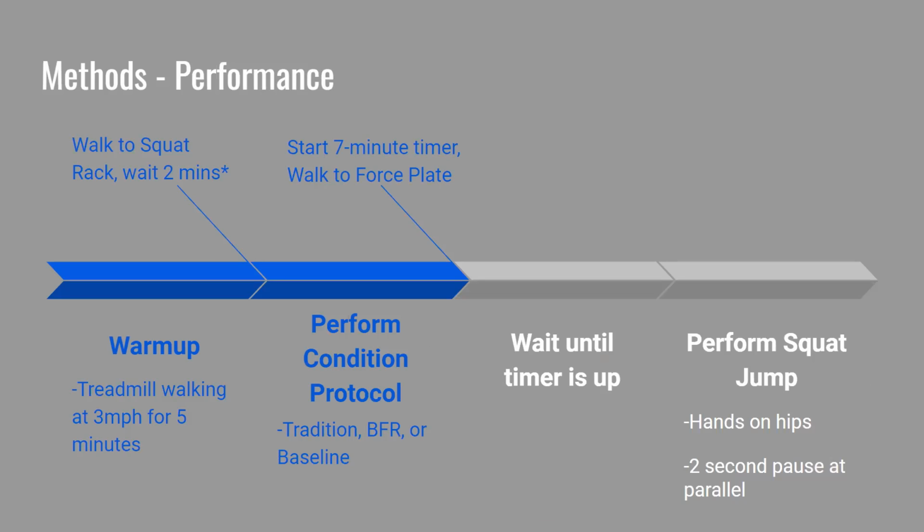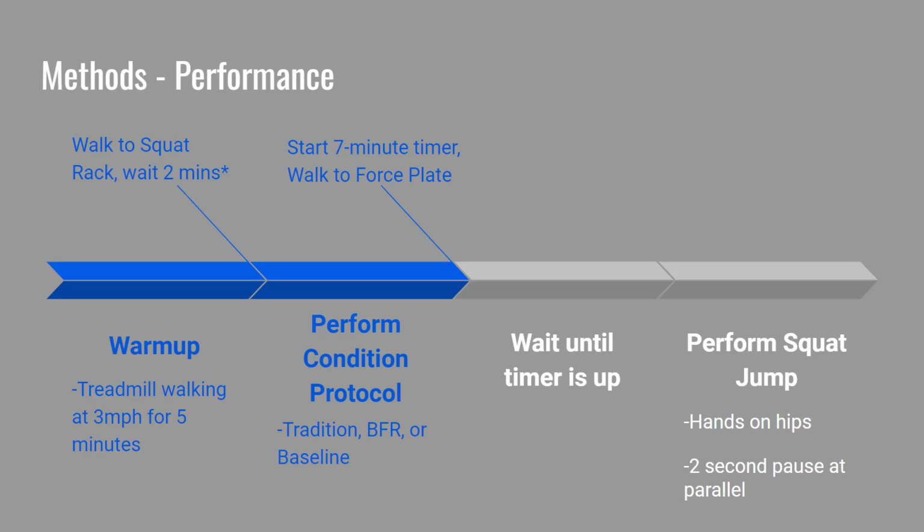Once the timer was up for the 7-minute rest, the participants stepped onto the force plate with feet shoulder width apart and hands on their hips. The technicians counted down 3, 2, 1, and the participants squatted to parallel while another person counted out loud 2 seconds. They maintained that position for 2 seconds, and then the participant jumped as high as they could, returning back to the force plate.